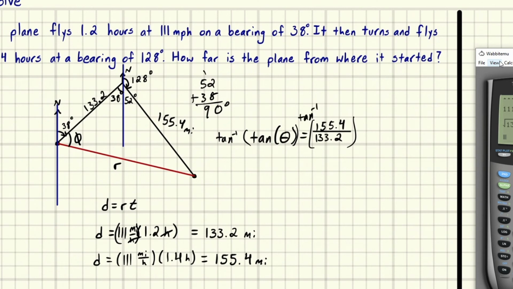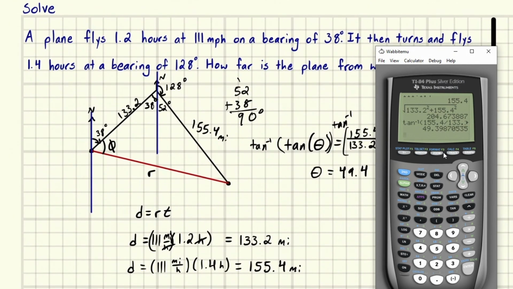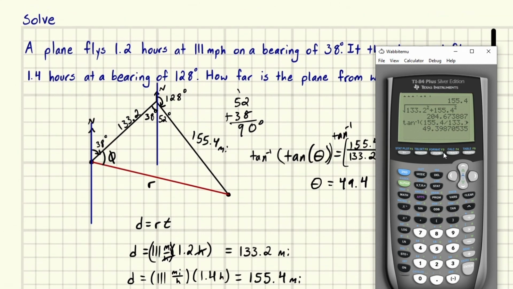we're going to get that theta is equal to, and then using our calculator, tangent inverse is right here in blue. So I'm going to use second inverse, 155.4 divided by 133.2. And we're going to get out an angle of 49.3. We'll round it to the nearest decimal, so 49.4. So that means that phi is equal to 49.4.